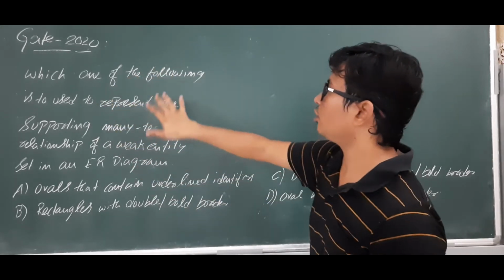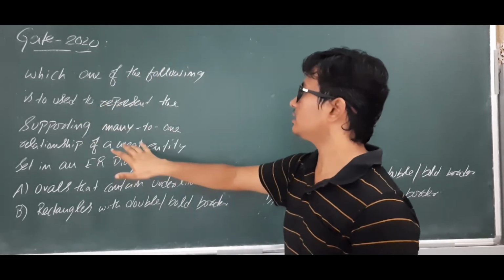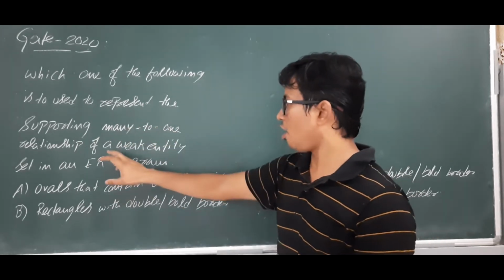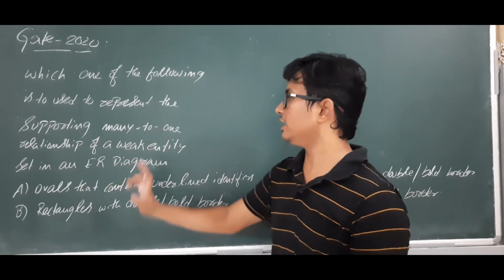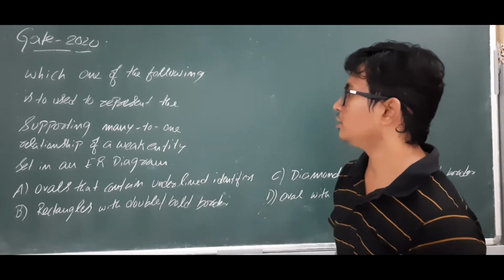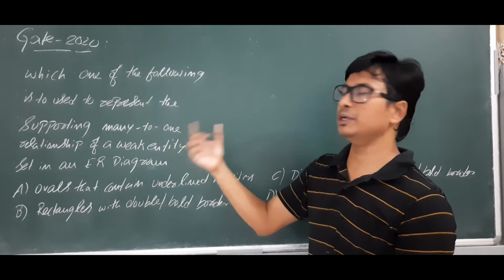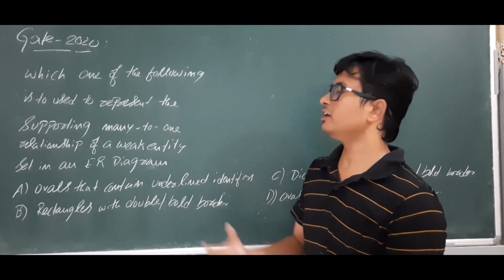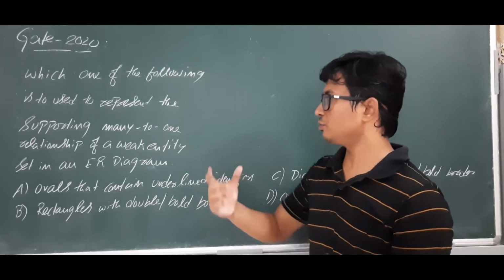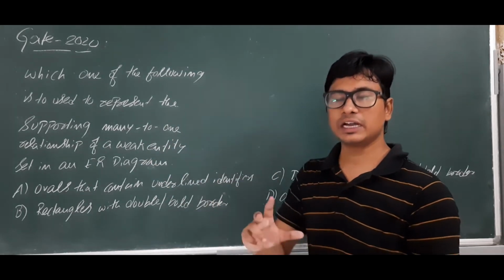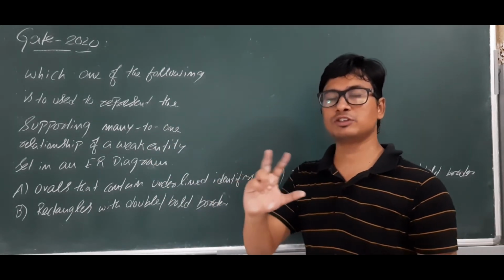Which one of the following is used to represent the supporting many to one relationship of a weak entity set in an ER diagram? So they are asking you to construct an ER diagram which consists of a many to one relationship of a weak entity. Okay, so we need to construct the weak entity and strong entity. Between them we have to construct a relationship which consists of many to one.